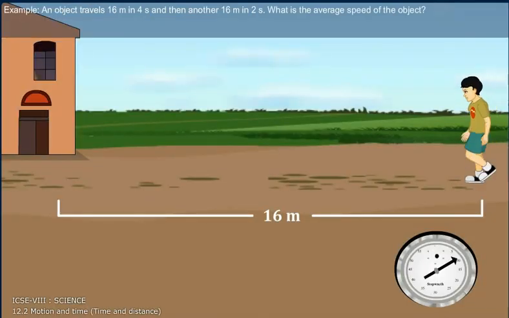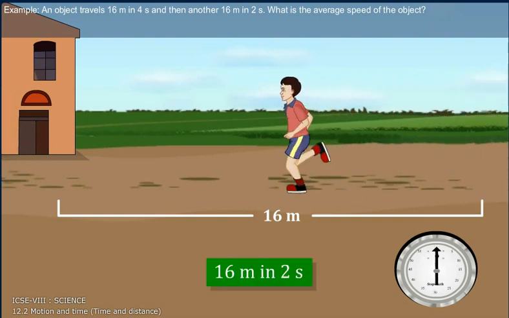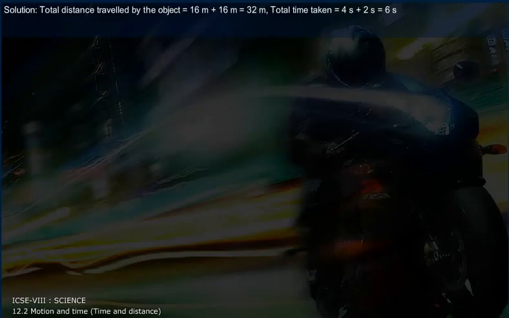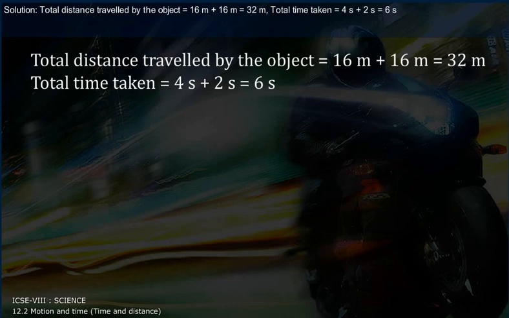Example: an object travels 16 meter in 4 seconds and then another 16 meter in 2 seconds. What is the average speed of the object? Solution: total distance travelled by the object is equal to 16 meter plus 16 meter, that is 32 meter. Total time taken is equal to 4 seconds plus 2 seconds, that is equal to 6 seconds.